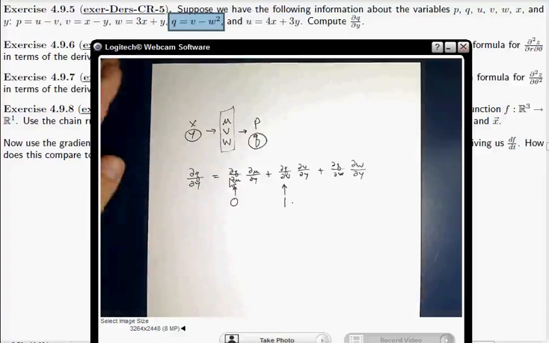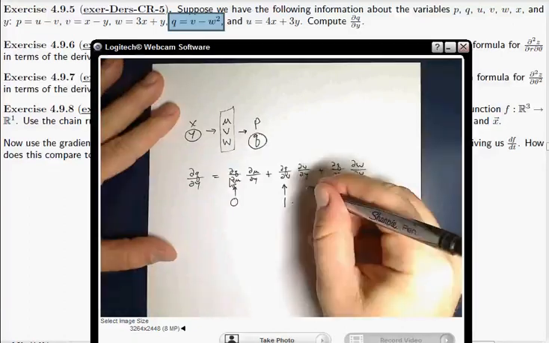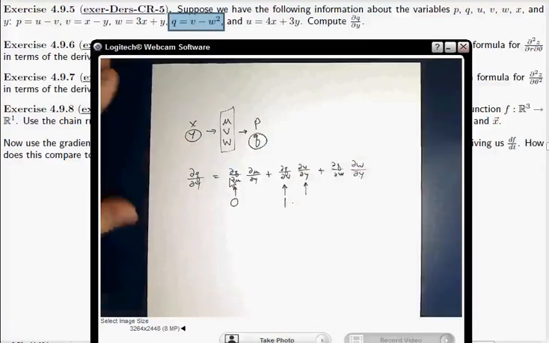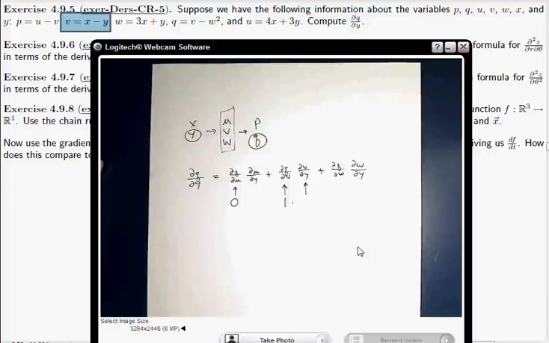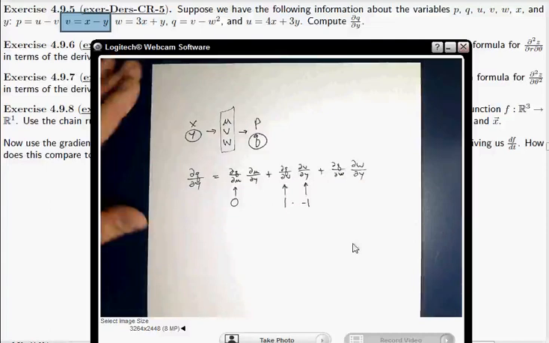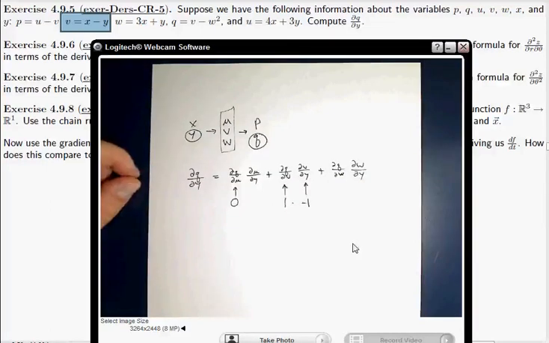Now, what is the partial of v with respect to y? There you go. Again, you look at that equation, it's -1. Does that make sense to everybody? You okay?